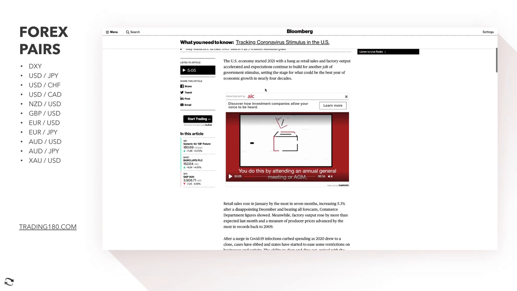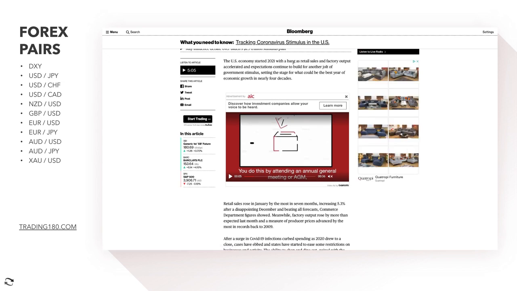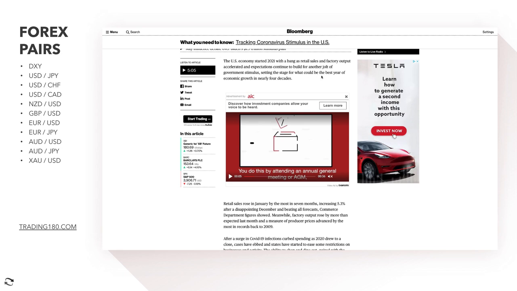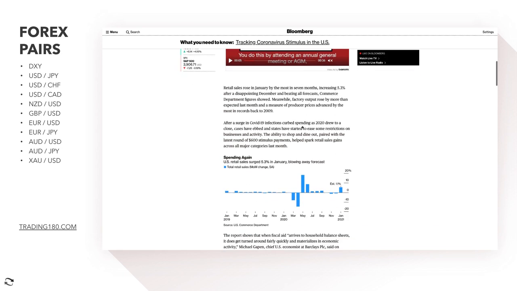So the US economy started 2021 with a bang as retail sales and factory output accelerated, and expectations continued to build for another jolt of government stimulus, setting the stage for what could be the best year of economic growth for nearly 4 decades.